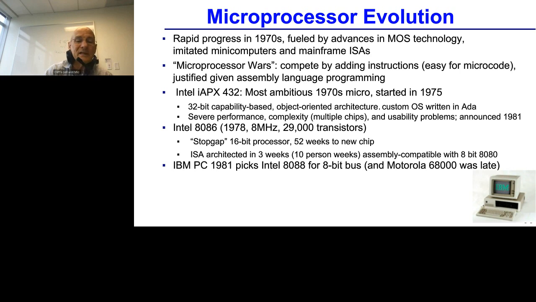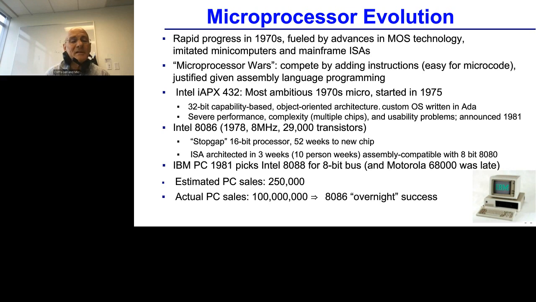So they went with the 8088. Now, that wasn't that big a deal from Intel's perspective because the 5-year projection of sales was just 250,000, 50,000 a year, not that big a deal. But they were wrong. Instead, they sold 100 million over the next 5 years.